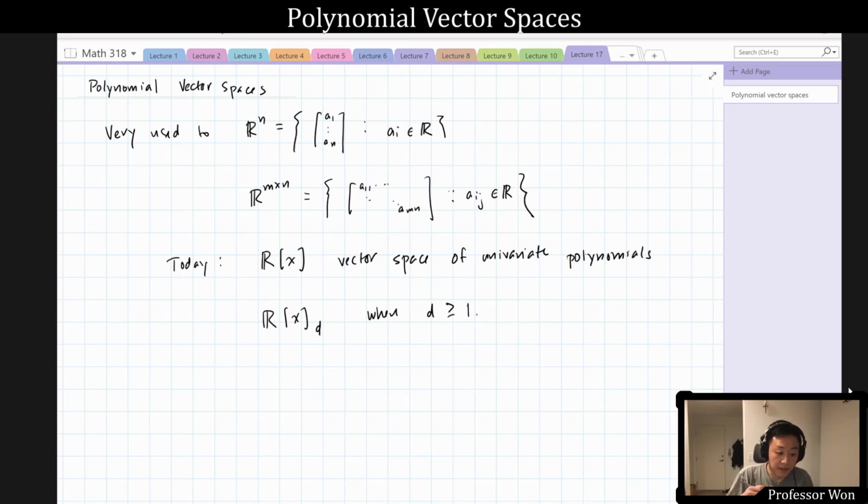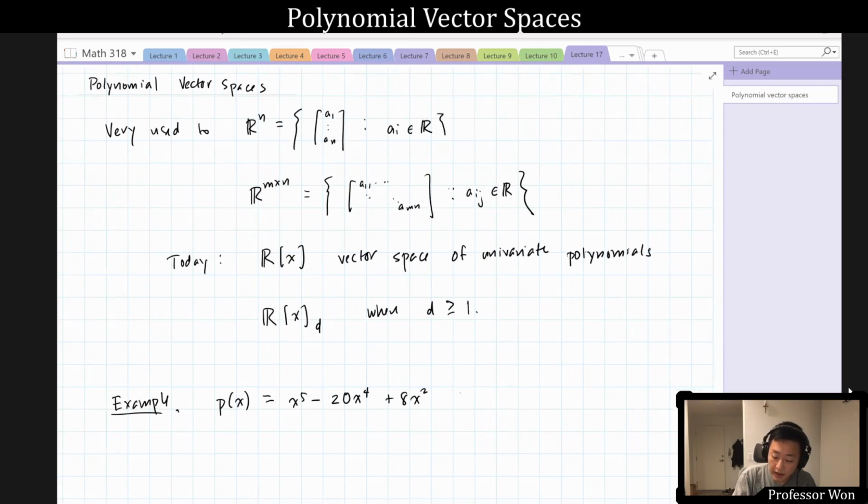The running example for this first part of the lecture: you could pick any polynomial you want, but let's pick the polynomial called p of x. It'll be x to the fifth minus 20x to the fourth plus 8x squared minus 10. We're used to looking at things like this from calculus. It's a polynomial in a single variable x, and that's what univariate refers to. We'll most of the time use the letter x, but of course the name of the variable doesn't really matter. It could be R[y], and it's basically the same thing.